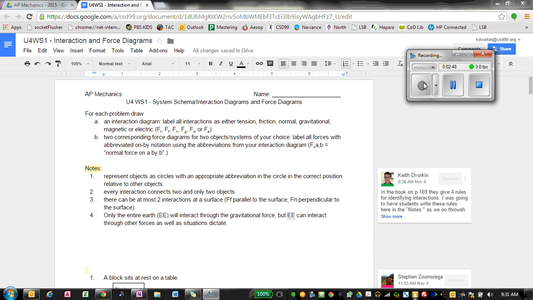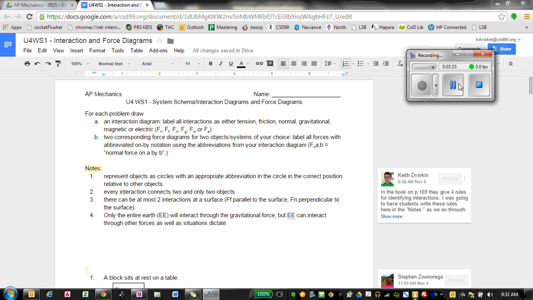And basically what we're saying there is that only the Earth has enough mass for the gravitational force to be something worth considering. There's gravitational forces between any objects that have mass, but objects that are significantly less massive than the Earth have such tiny gravitational forces that we'll ignore them. So gravitational forces will only be between objects and the entire Earth, and other forces may arise between the entire Earth and objects like normal forces and frictional forces if necessary. Okay, so those are the rules that we're going to use to draw these things.